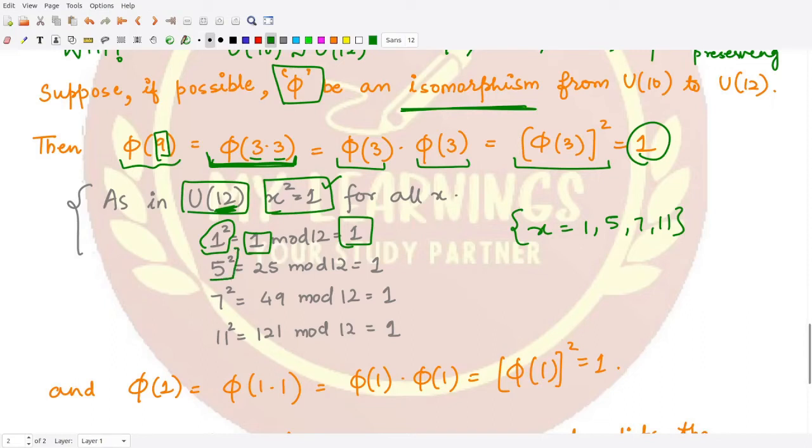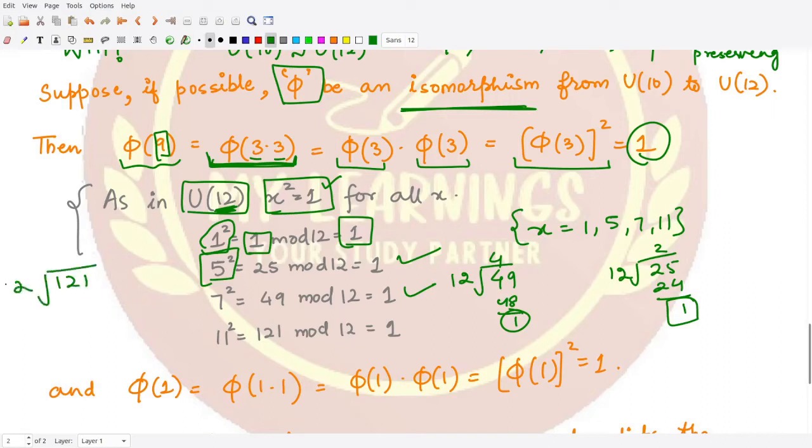Next you have 5 squared, which is 25. When you divide 25 by 12, you would have 1 as the remainder, right? So this is also true. Then 7 squared is 49. When you divide 49 by 12, you would have 1 as the remainder, so this is also correct. And what about 11? 11 squared is 121. When you divide 121 by 12, you would have 1 as the remainder. So this is also correct. Therefore when we have the square of any number in U12, it is always equal to 1. So this is the first equation.